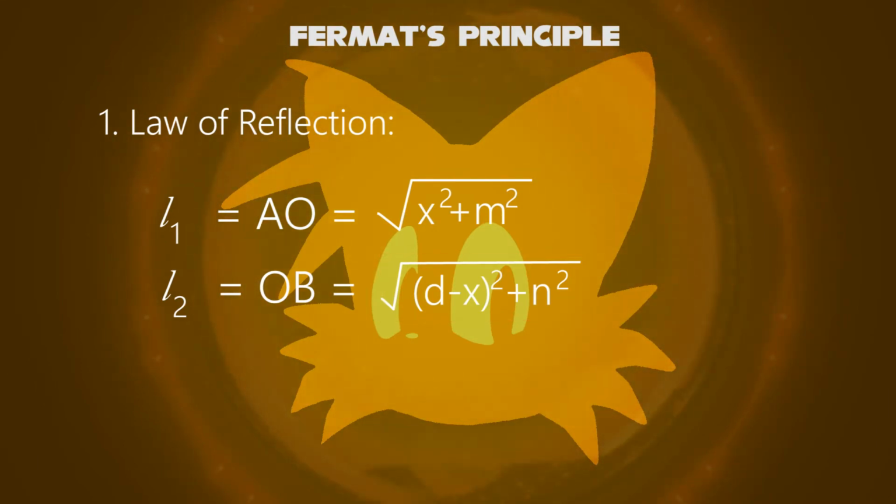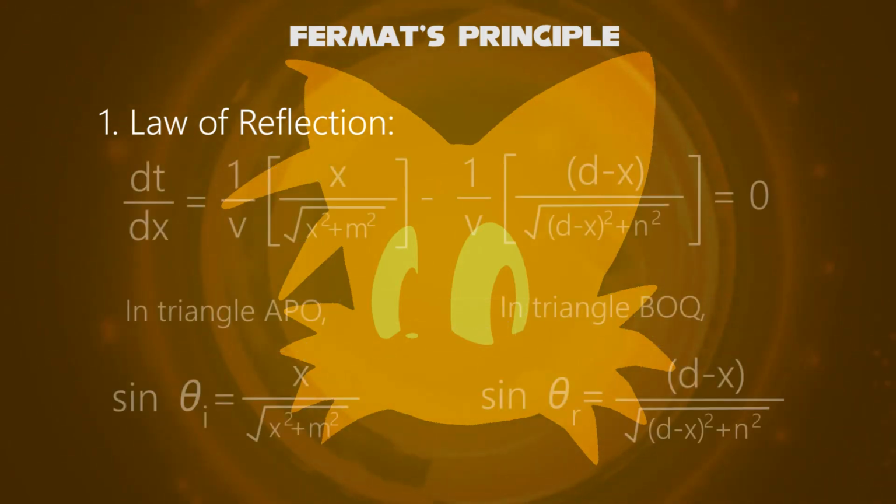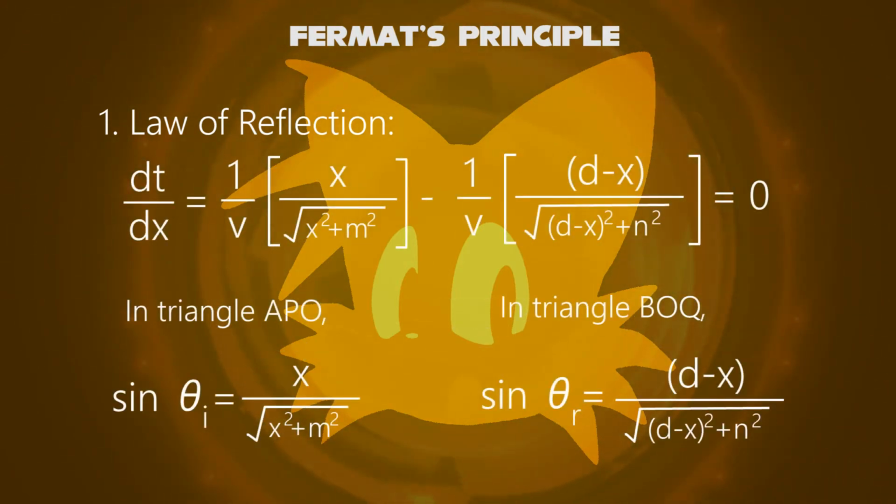We can now consider the two rays as L1 and L2 respectively. To find the total time taken, say t, we can therefore write t equals t1 plus t2. t1 equals L1 by v, and t2 equals L2 by v, as velocity is equal for both rays of different lengths. Now we go ahead with differentiation, that's dt by dx, which must be equal to 0. The equal velocities would definitely cancel out.